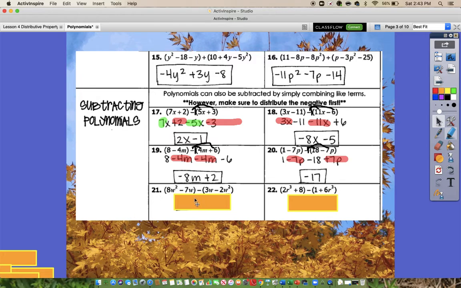All right, 21, we've got some exponents, but other than that, nothing's really different. We're still going to distribute that negative 1 first. 8w squared minus 7w is going to stay the same, and I think they just skipped a step on this. They just went on to combining it. So you can still bring down that first parentheses. Oh, goodness. Sorry, my handwriting is terrible. I'm writing with my mouse on my computer board. Okay, negative 1 times 3w would give me negative 3w. And negative 1 times negative 2w squared will give me positive 2w squared.